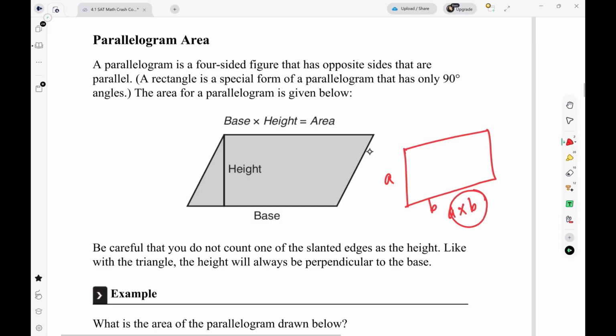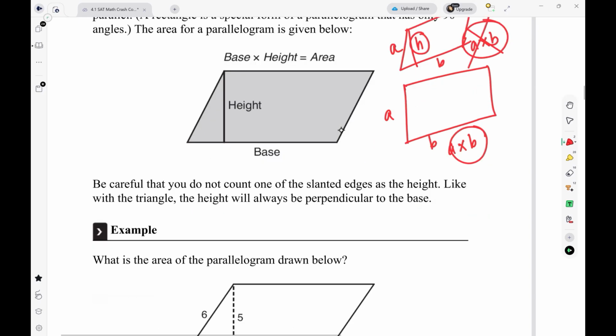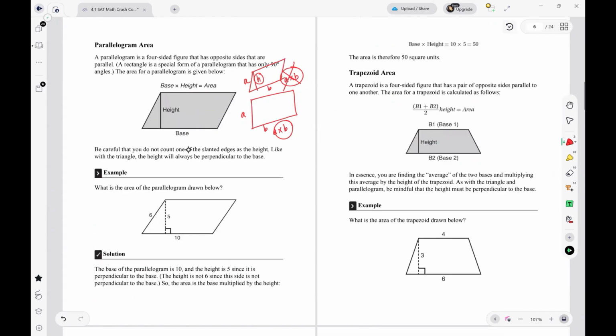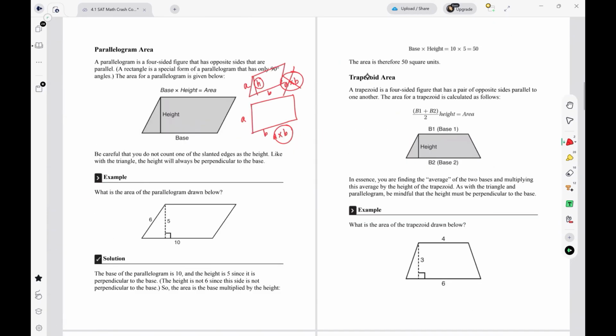But for the parallelogram, we don't multiply the sides. We just need to find the height. For example, this is a parallelogram, and this would be the height. We are not going to multiply the sides to find the area. We cannot do A multiplied by B. This is wrong. Just be careful.